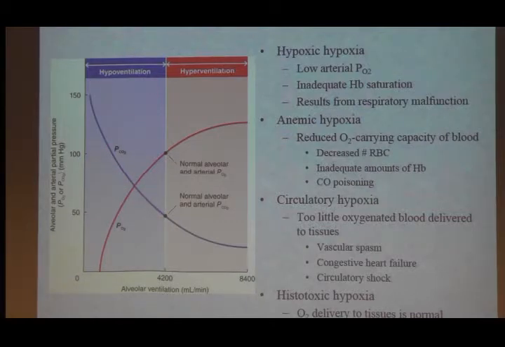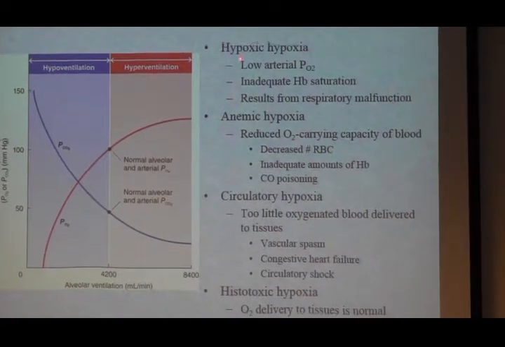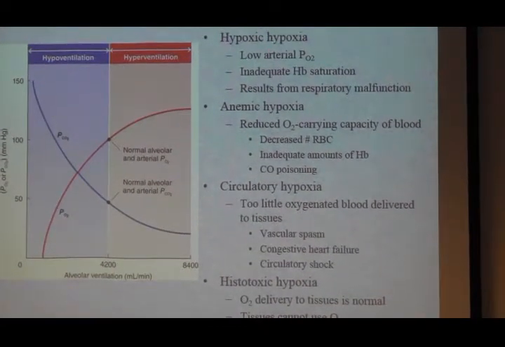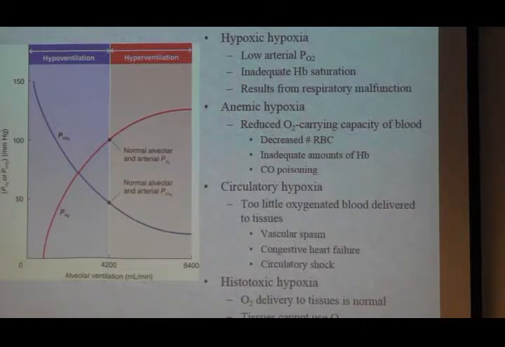Now, what causes abnormalities in breathing? Specifically, what can bring about a scenario that's illustrated by this side of this graph? There are different possibilities. First of all, there can be a condition known as hypoxic hypoxia, where we have low arterial PO2s, and therefore we can't adequately saturate and carry oxygen by having it bind to hemoglobin, and this results from any respiratory malfunction. This is what you would see in COPD.